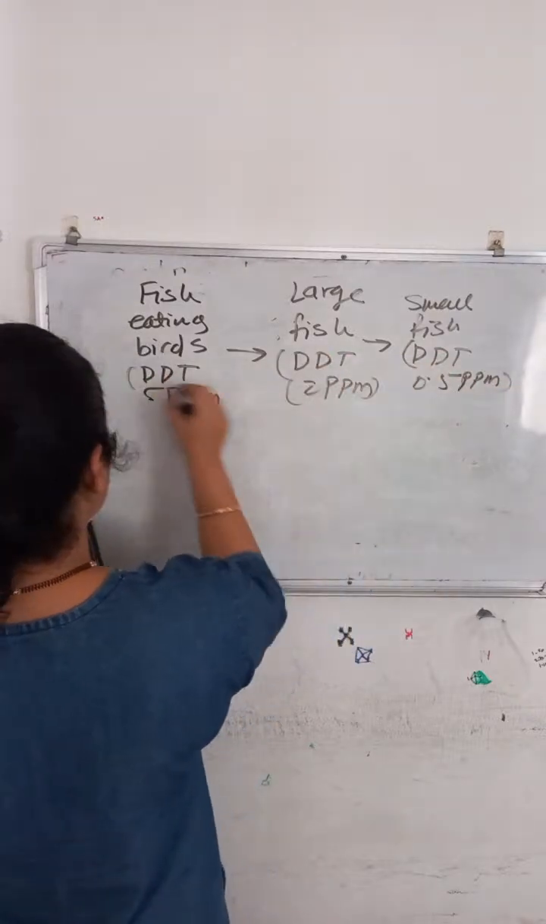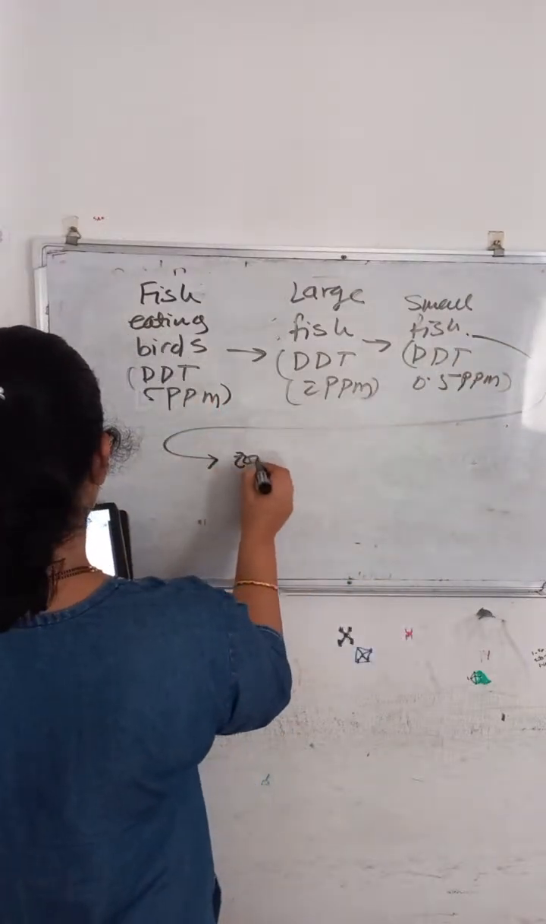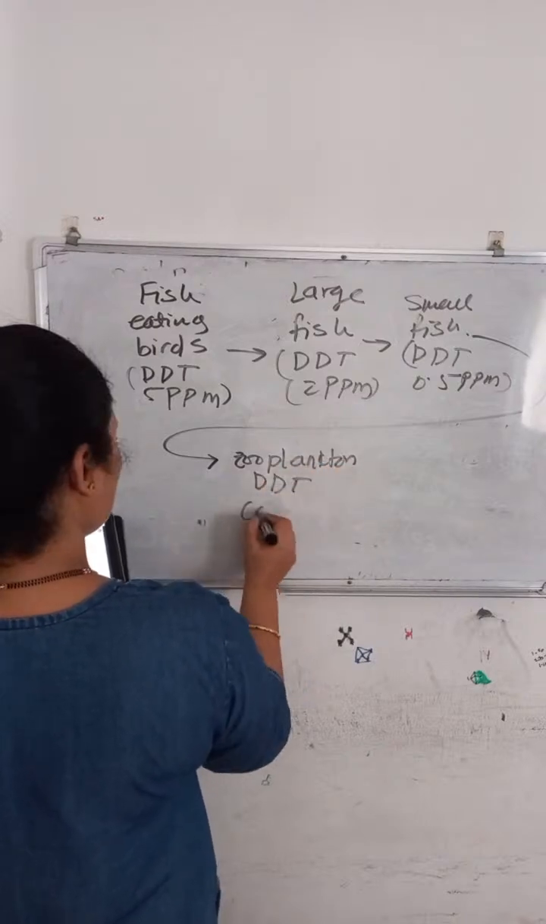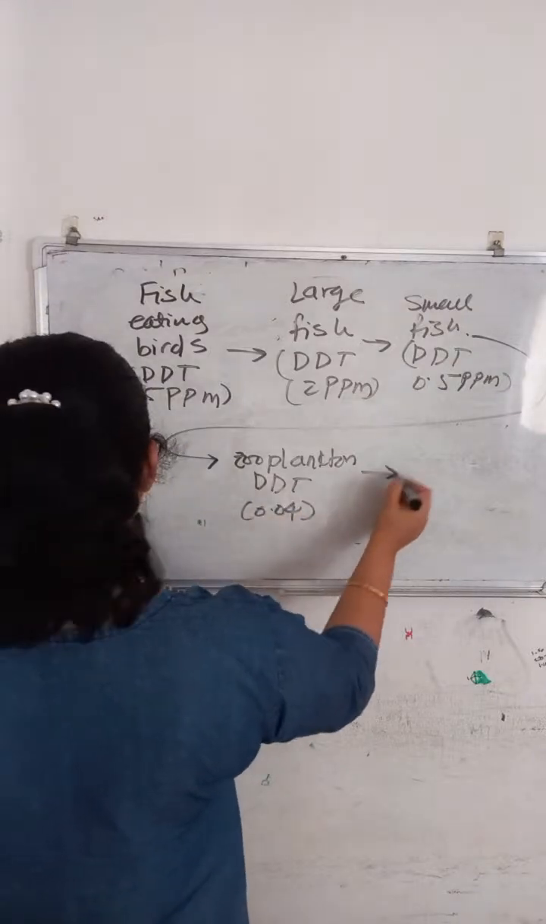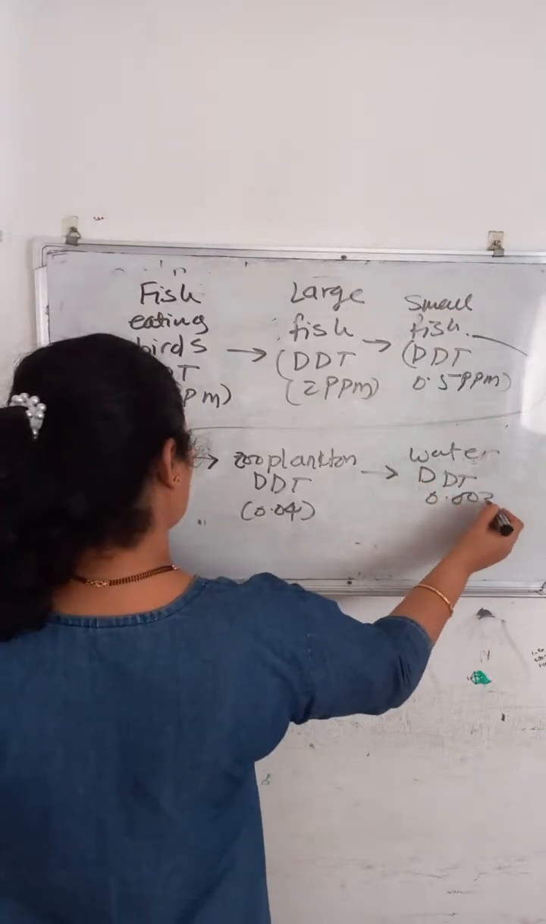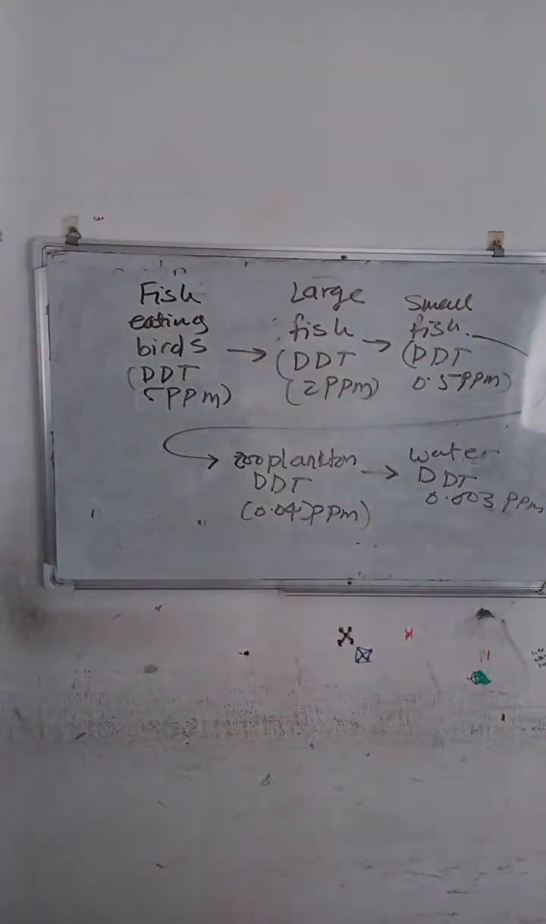And then I am drawing here zooplankton, DDT 0.04, and then it is given to the water, with the DDT 0.003 ppm. This is also ppm. So now they are asking here the biomagnification of DDT is maximum in: A, water, zooplankton; B, fish eating bird and large fish. They are asking about the biomagnification.